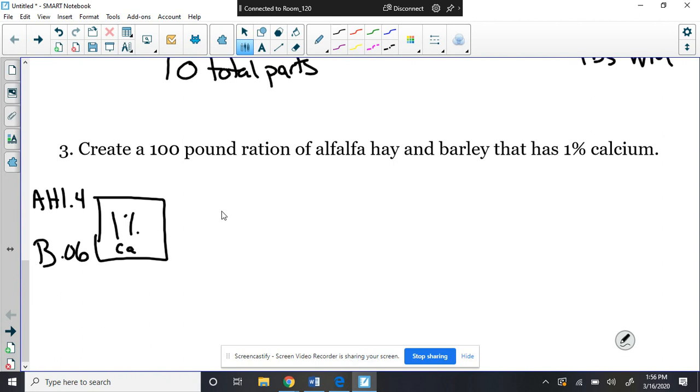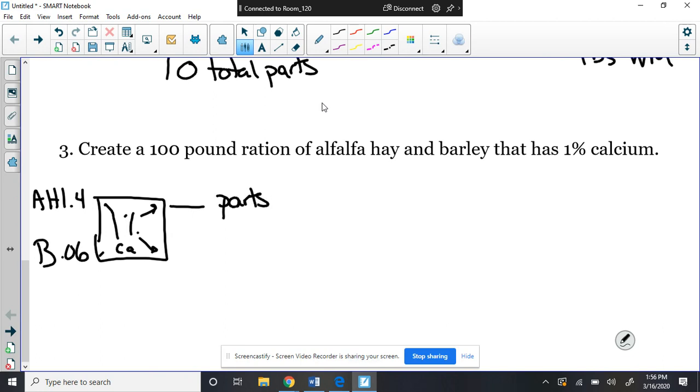So my alfalfa hay is 1.4% calcium. My barley is 0.06. Again, I noticed that 1 is above this target number and 1 is below, which means that I know this problem is going to work correctly. I just have to go through and solve it. Not really any different, we're just working with smaller numbers. So I've got my information in. I'm going to put in my cut arrows to help remind me to guide my math. I'm also going to go ahead and put in my labels.